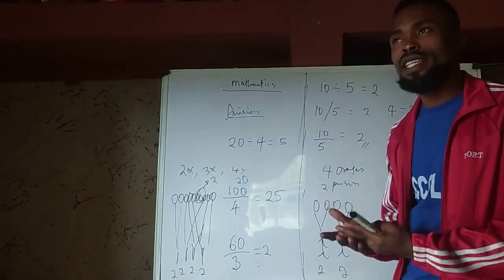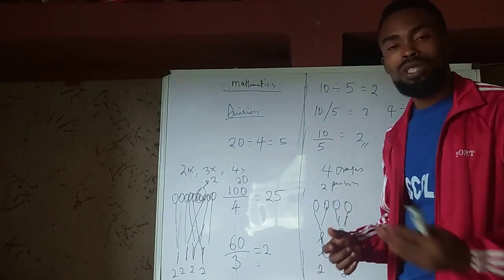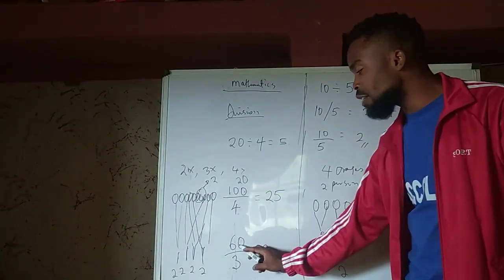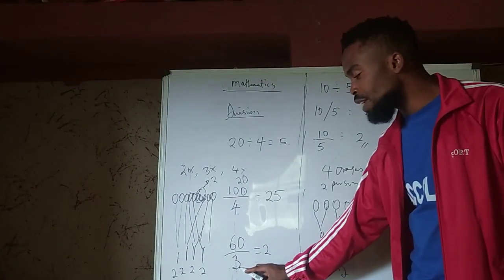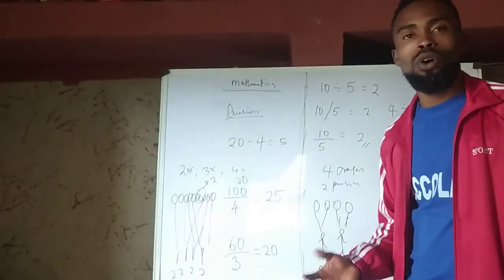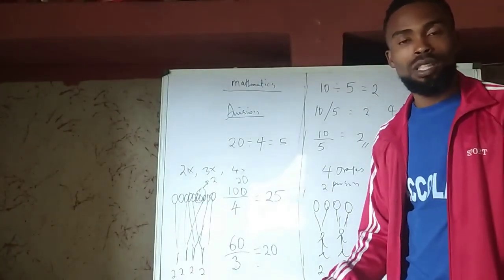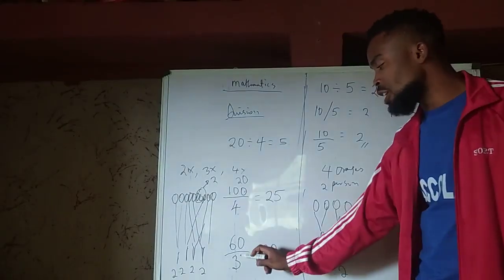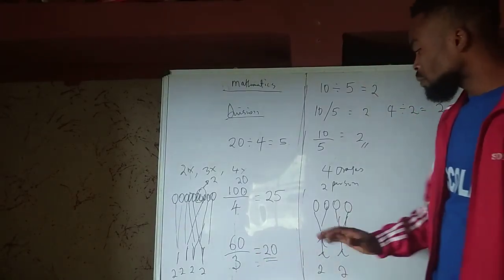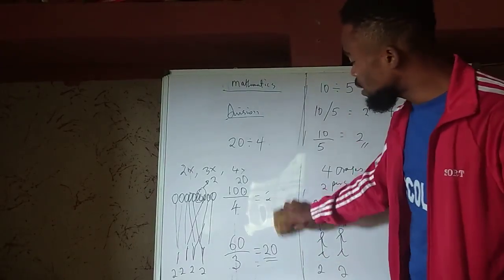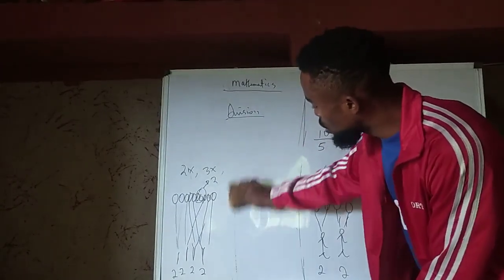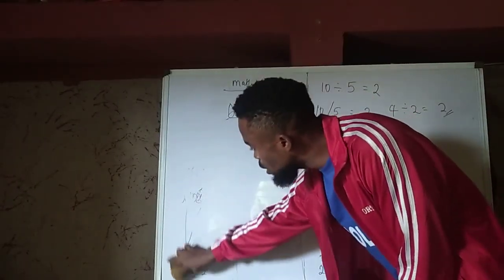6 will divide equally into 3, each person taking 2. So what is left now is 0. 0 divided by 3 is what? 0. Because if you share nothing among 3 people, those 3 people will receive nothing each. So that's it. We have been able to do 60 divided by 3 to give us 20. Are you getting that now? So what we have been doing has been divisions that divide equally.